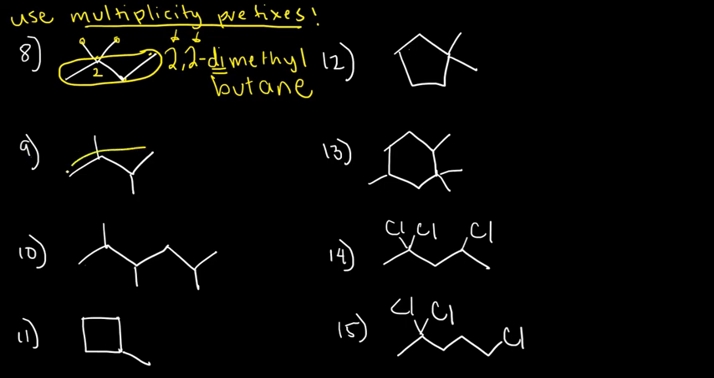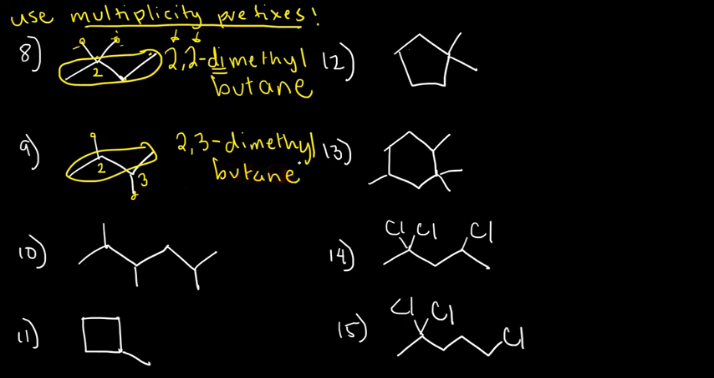For 9, all we did was just move one of the methyls. There are two methyls here, but we just move one to the other side. So we have one methyl at 2, we have one methyl at 3. So all you will do is replace 2,2 with 2,3, but that doesn't change the fact that we still have two methyls here, right? And we have the parent chain butane.